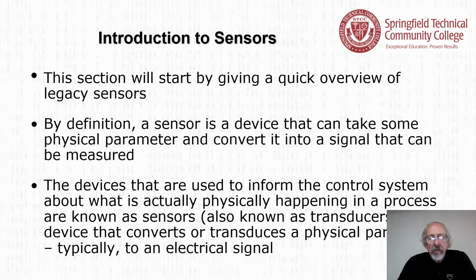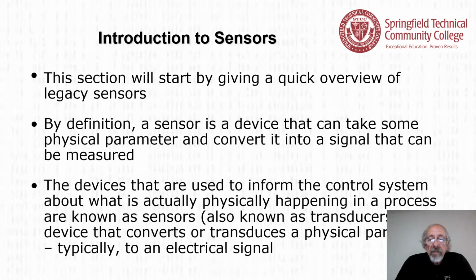So, what is a sensor? Well, by definition, a sensor is a device that can take some physical parameter and convert it into a signal that can be measured. The devices that are used to inform the control system about what is actually physically happening in a process are known as sensors. They're also known as transducers sometimes. And that would be a device that converts or transduces a physical parameter. And again, typically to an electrical signal.